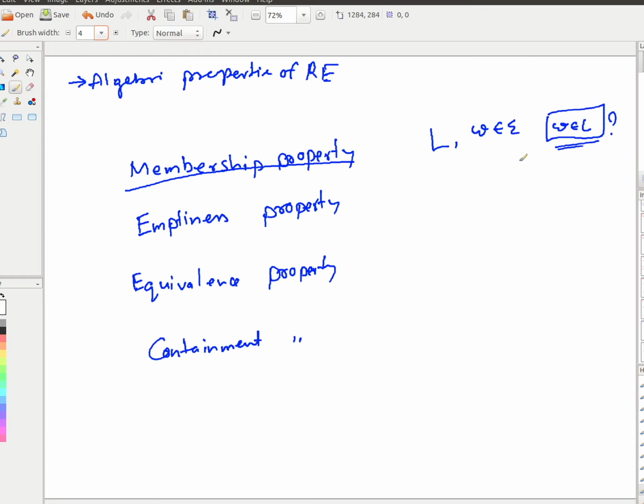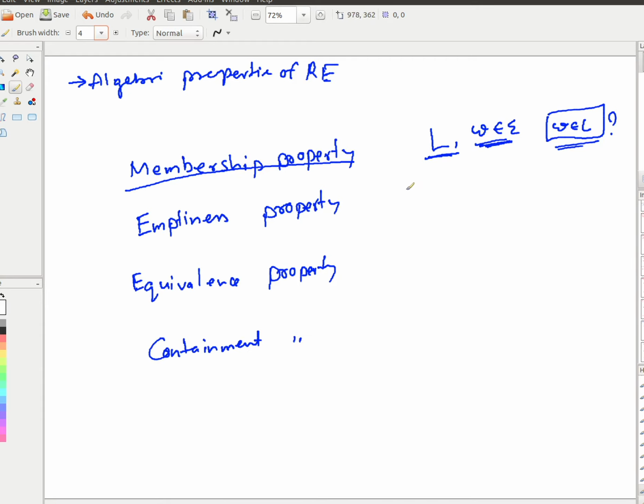The answer is yes. You can always solve it, because whenever you have a regular language L, you can design a DFA, and once you have a DFA, testing whether the string is part of L is very simple, because simulating a string on the DFA is easy. So yes, the membership property can always be solved by simulating the string on the corresponding DFA.